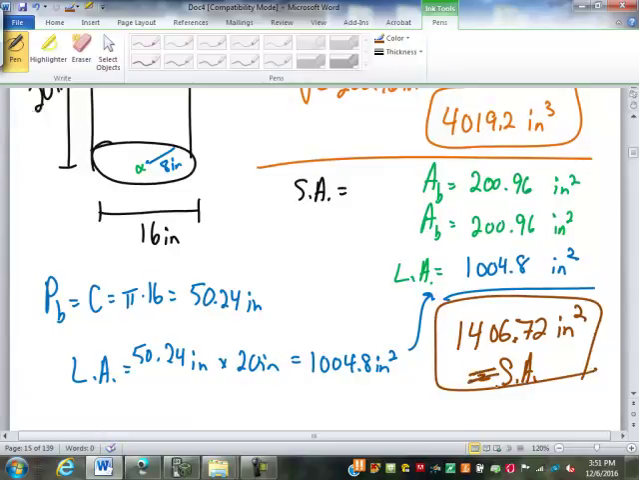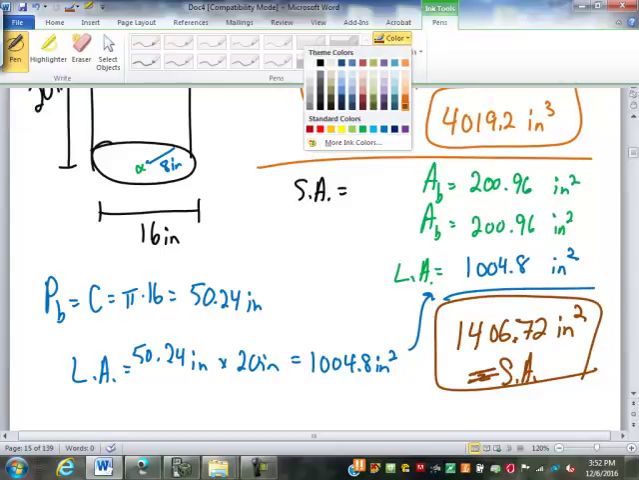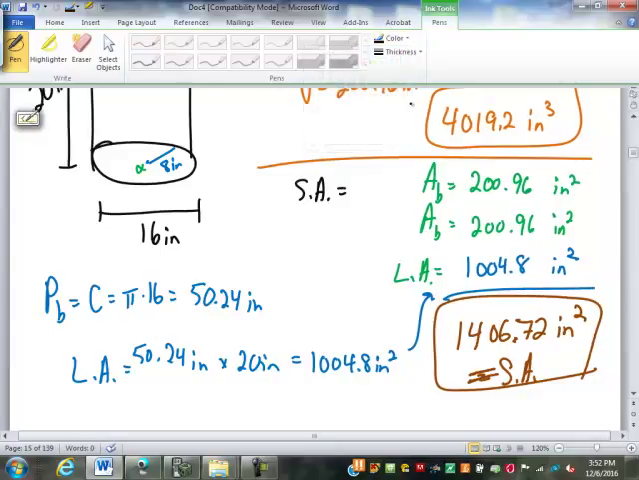Anybody get that? Close? Rounding error? Oh, gotcha. 50.26 is if you use the pi key on your calculator as well, so that's acceptable. Okay.